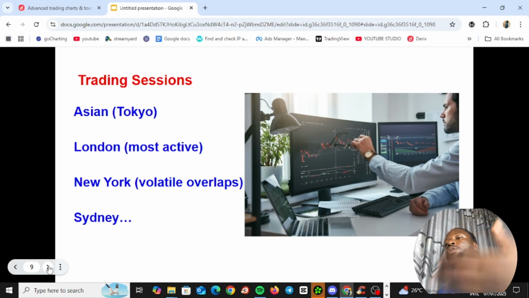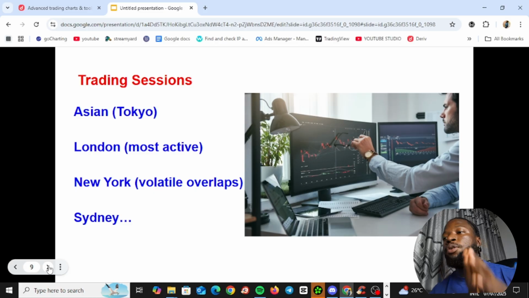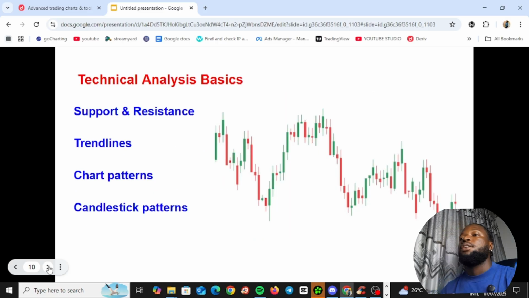Okay, we have the London session, which is one of the most active sessions where a lot of people trade, and we have the New York session. And we have the volatile overlap. All those sessions simply mean these are the times that banks open in the US, in the UK, in Asia, and all of the rest. And we have the Sydney session also. So as you go into trading, you are going to understand what these sessions really mean and when you need to trade.